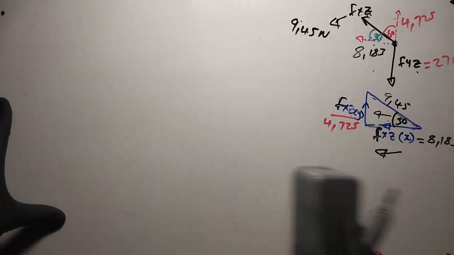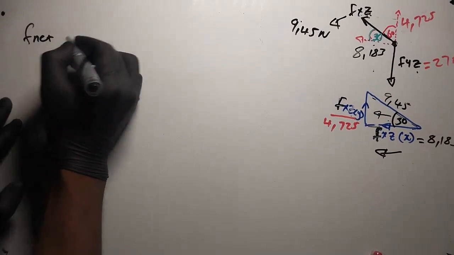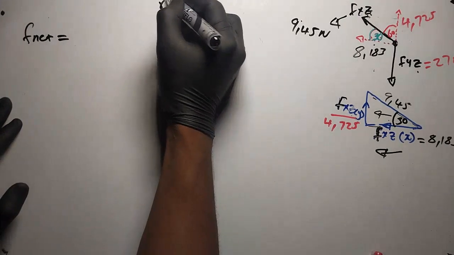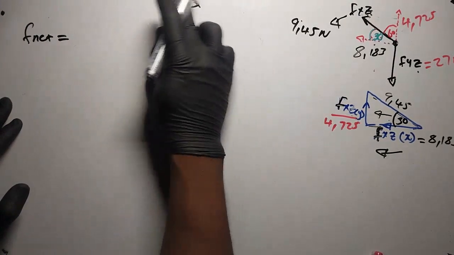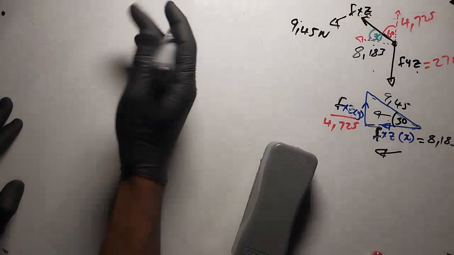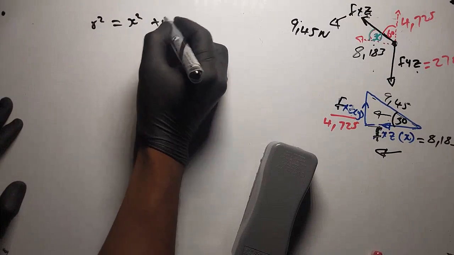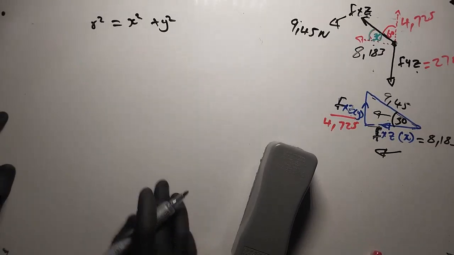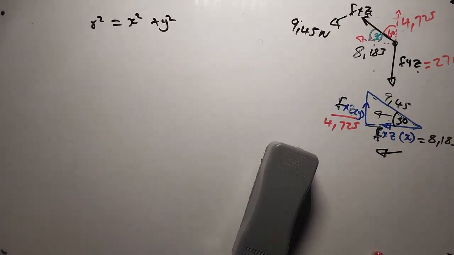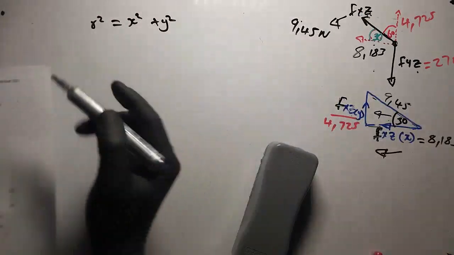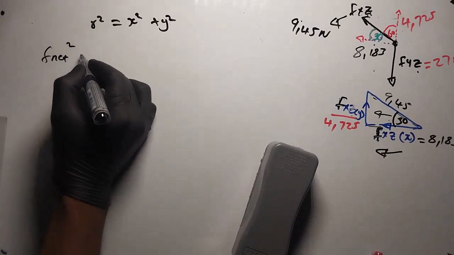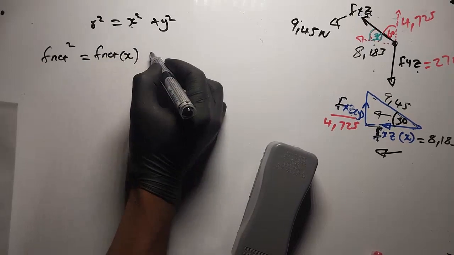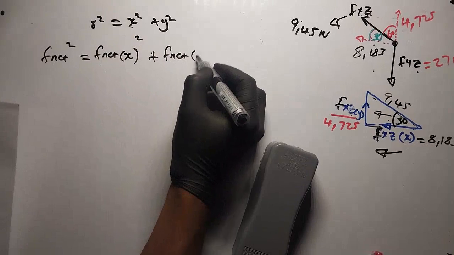Let's try to get the net, because we want to get the net. So our f net is equal to, let's put the squared, because I'll be referring to r squared equals x squared plus y squared. So I'll be referring to that Pythagoras theorem rule. For my resultant on z, remember your net force on z is going to be your f net squared equals your f net x, for the x we put the squared, plus your f net y, which is your vertical.